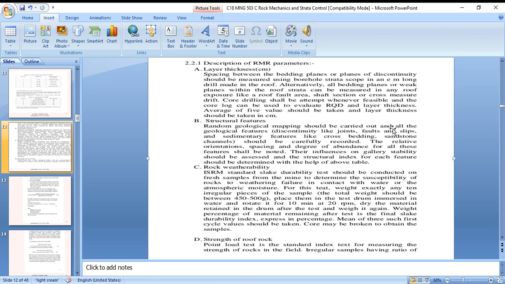Core drilling shall be attempted whenever feasible, and the core log can be used to evaluate RQD and layer thickness. The average of five values should be taken, and the layer thickness should be taken in cm.